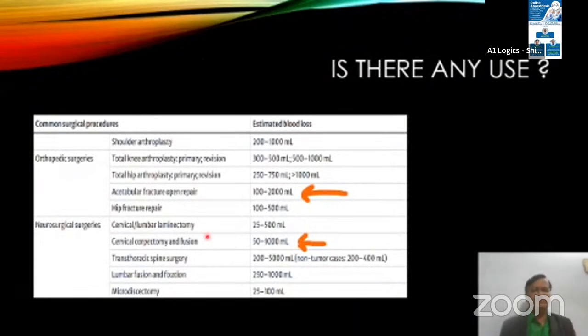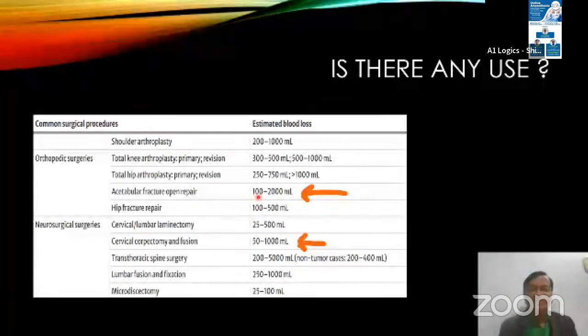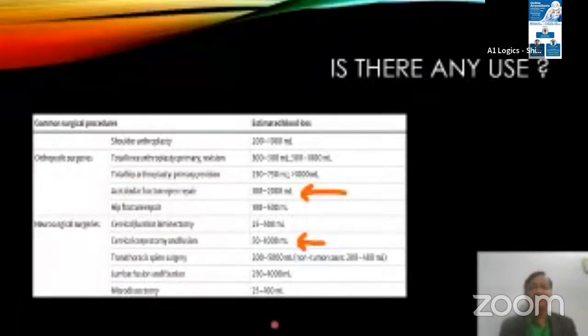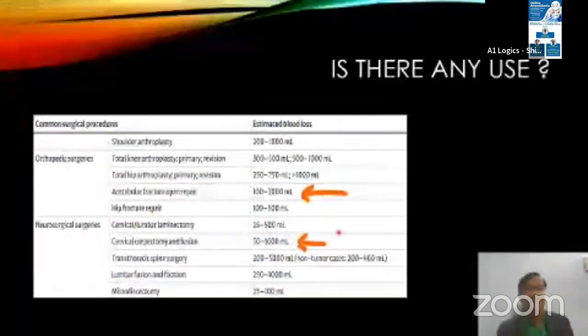Now, if you go and see, that's what I told you at first. Start looking and so many journals will confuse you. For acetabular fracture open repair, they say the estimated blood loss is from 100 ml to 2 liters, 50 ml to 1 liter. We cannot take this as a guideline anymore, because the estimated blood loss ranges from 50 ml to 1000 ml, 25 ml to 100 ml, 25 ml to 500 ml. So we cannot take anything from here.